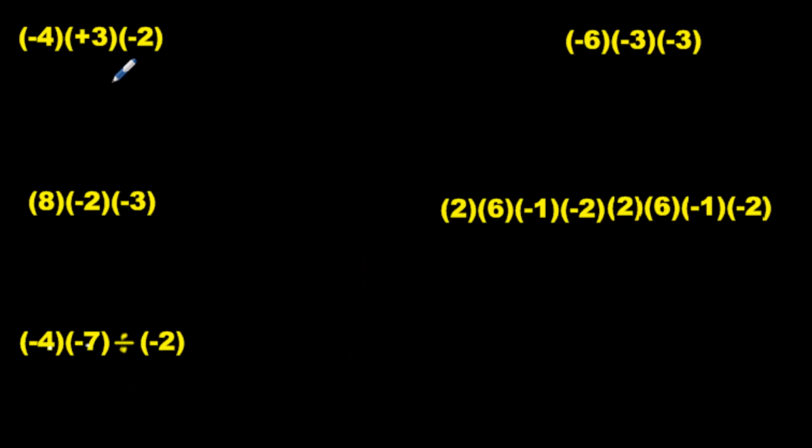These are a little more challenging. Okay, what do we have here? We have 4 times 3 times 2. We'll ignore the signs for now. Okay, what's 4 times 3? 12. 12 times 2? 24.